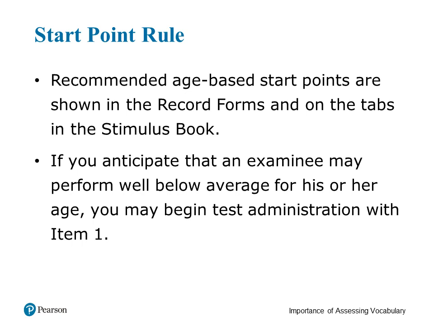So the start point rule, I mentioned that it's the same for both tests. The recommended age-based start points are shown in the record forms to help shorten testing time while ensuring that the majority of individuals experience success on the first items that they encounter. And so start points are noted at appropriate item numbers within the record form, and the start points are indicated on the tabs in the stimulus book. So if you were to anticipate, though, that an examinee might perform well below average for his or her age, instead of beginning at the indicated start point, you might wish to disregard that and begin test administration with item 1.